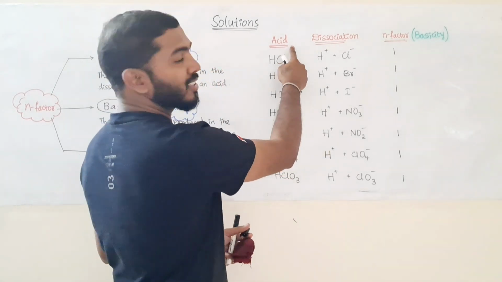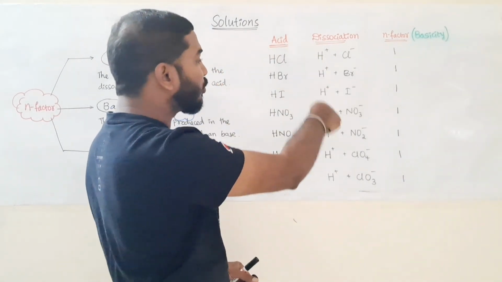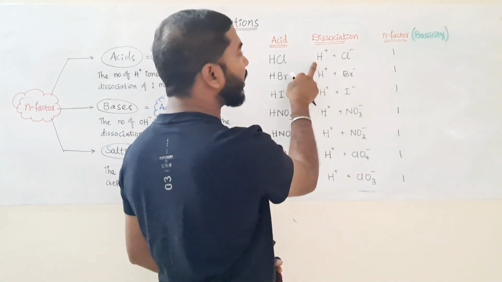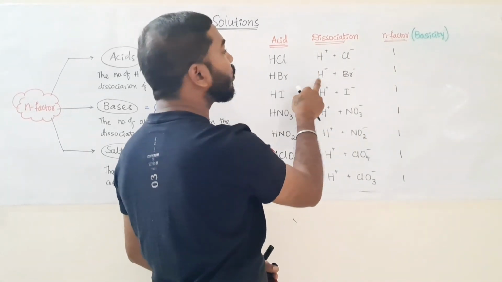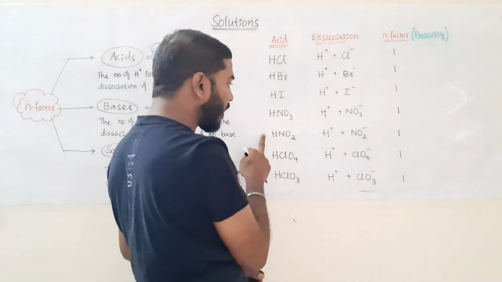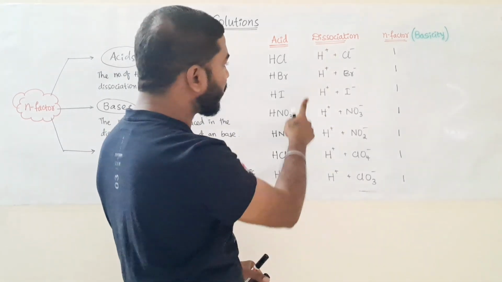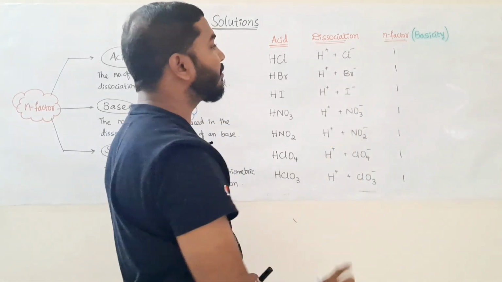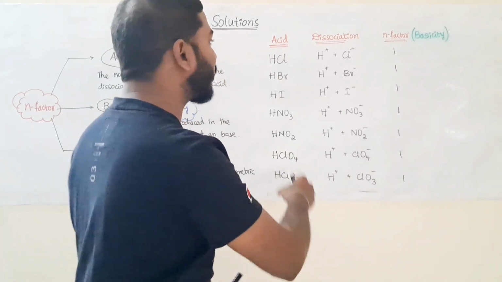Now let us observe the examples here. All these are acids and their dissociations and their N factors. HCl in the dissociation gives one H plus ion, so the N factor is 1. HBr gives one H plus ion in the dissociation, so the N factor is 1. And then HI, HNO3, HNO2, perchloric acid, chloric acid. In all these compounds, one hydrogen ion is produced, so for all of them the N factor is going to be 1. Hope it is clear. Let me give some more examples. Please try to take a screenshot.